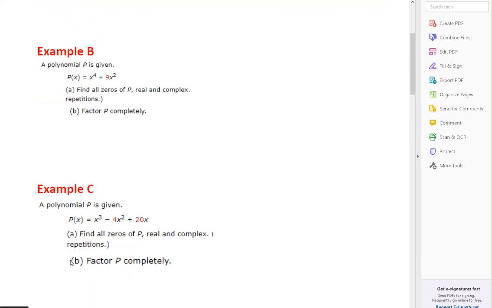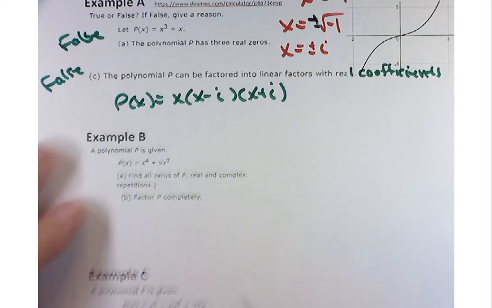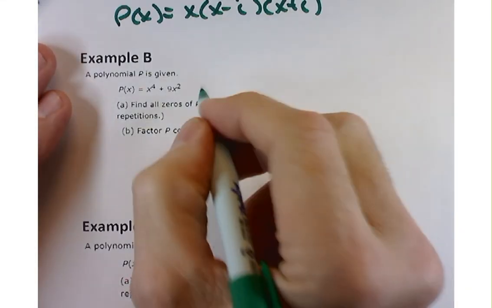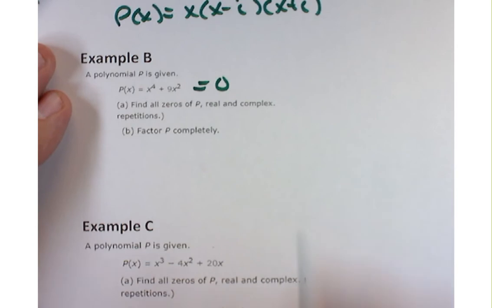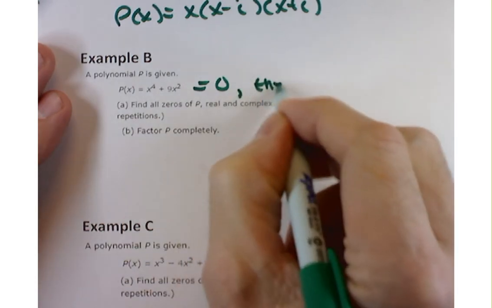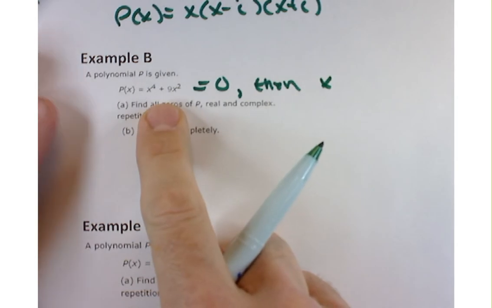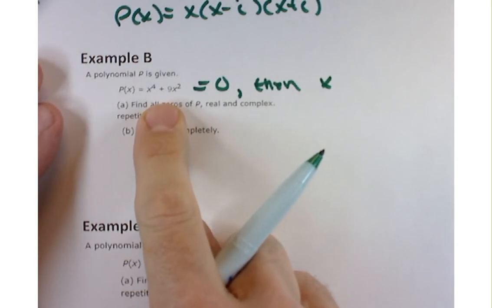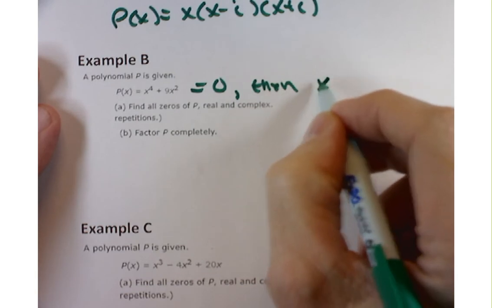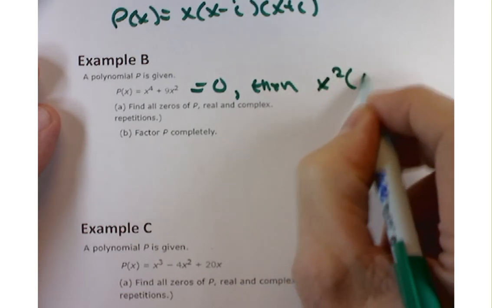Polynomial is x to the 4th plus 9x squared. It says find all the zeros, real and complex, and then factor P completely. All right. Well, we can work on this much the same way we did the previous one. So I'm going to start out by setting this equal to 0. Then we're going to factor. How can we start the factorization here? Factor out the x squared, which leaves behind x squared plus 9.